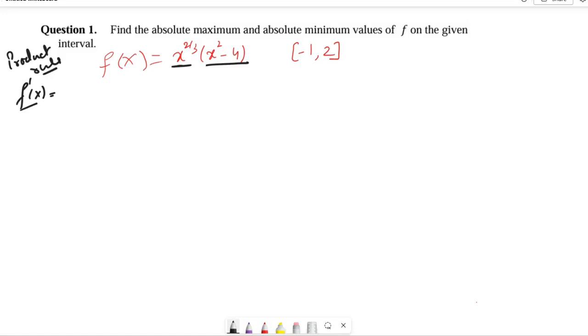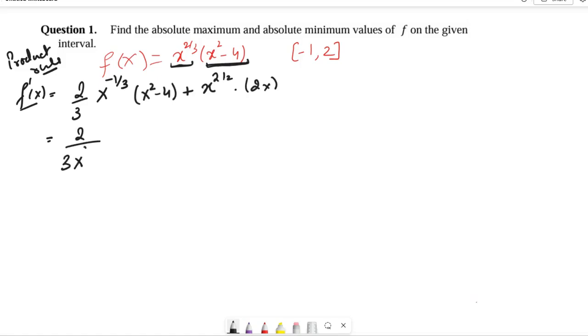How are we going to apply the product rule? The derivative of the first function. What's the derivative of the first function? Using the power rule, 2/3 times x to the power 2/3 minus 1, which is negative 1/3, times the second function as is, plus the first function as is times the derivative of the second function, that would be just 2x. Okay. This can be written as 2 by 3 x to the power 1/3, because the power was negative, times x squared minus 4, plus x to the power 2/3 times 2x.